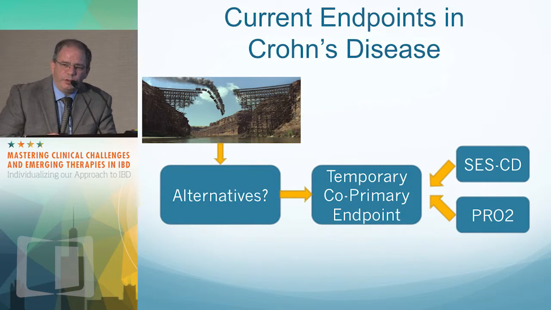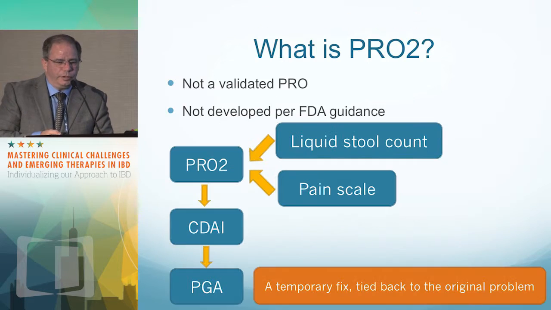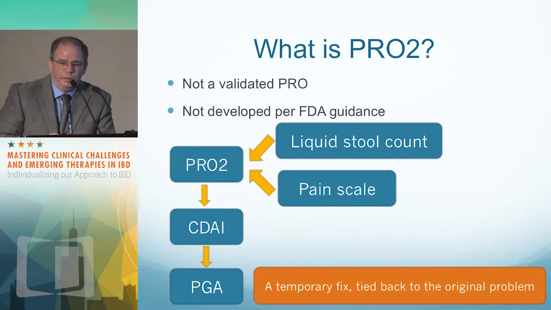But for the folks feeling like their train is going off the bridge, what is the FDA doing now in terms of clinical trials? Well, rather than shutting everything down, they've come up with alternatives, and there's sort of a temporary co-primary endpoint that you're probably already seeing in clinical trials now, combining an endoscopic, the SES-CD, objective marker of inflammation, and the PRO2. That's sort of our temporary thing. It's not a validated PRO, not developed per the FDA guidance. What it is actually the liquid stool count and the pain scale, two items from the CDAI.